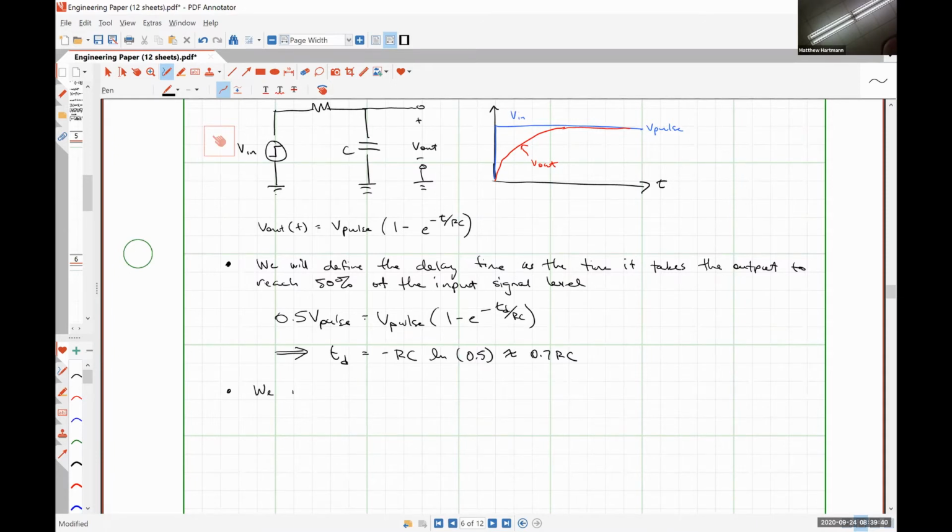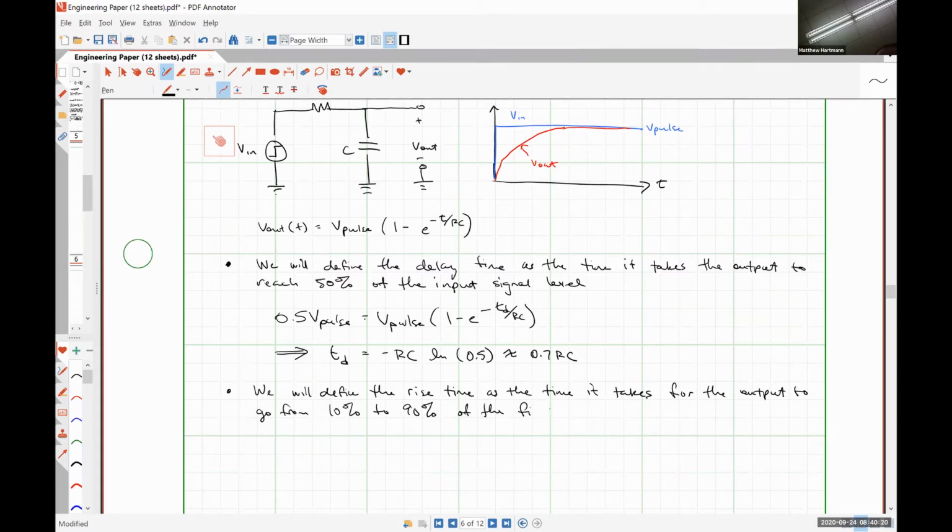Another figure of merit is the rise time. So we will define the rise time as the time it takes for the output to go from 10% to 90% of the final voltage level, which is V pulse.